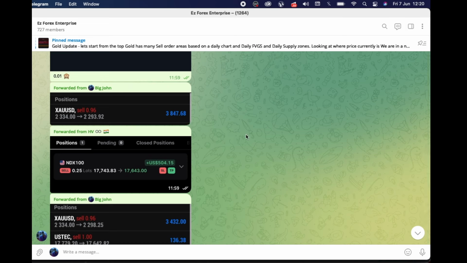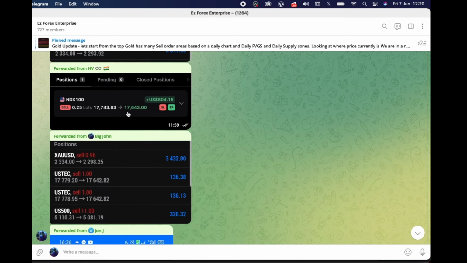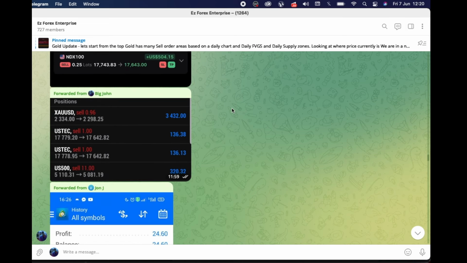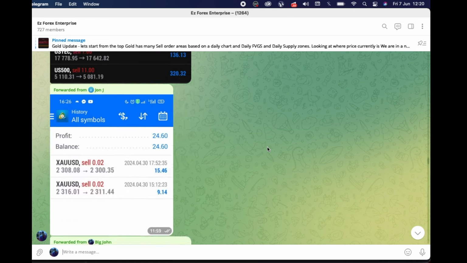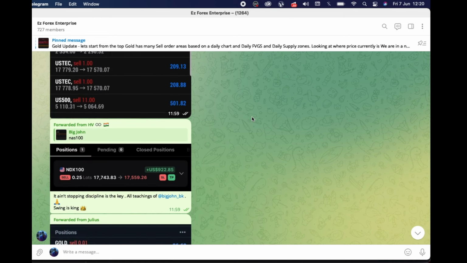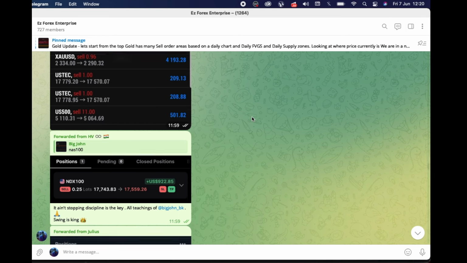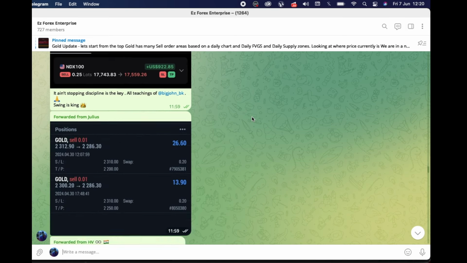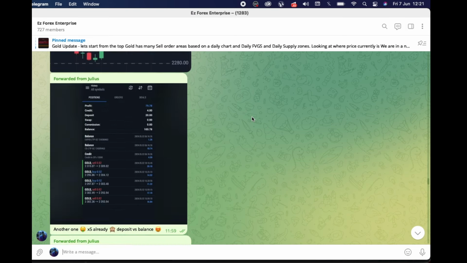I'm trying to show people consistency of trades here. You can see the gold trade going into even more profits. You can see other traders taking the NAS 100 trade and making profits as well, more traders taking gold trades, more traders taking NAS 100 and US 500, which is SPX 500, and gold. You can see more profits on the accounts, and more and more. It just keeps going, people.